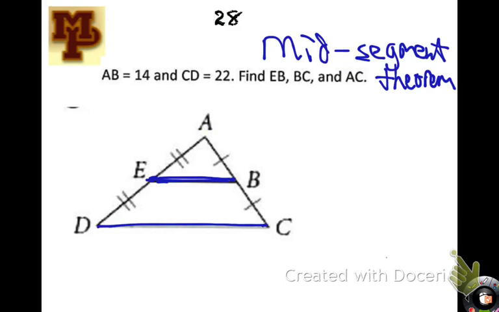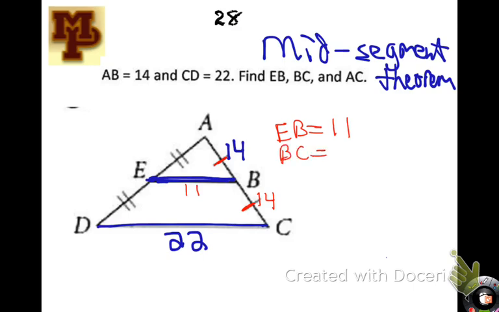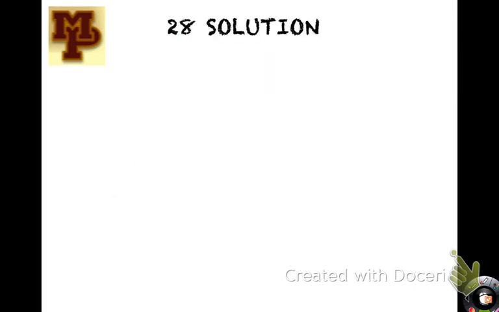So let's see what we have here. We have AB is 14, so that's labeled. And then CD is 22. So we already know then that this is half, so then this is 11. And this one's 14 because they have a little tick mark there. So then we'll just answer the questions. So EB, we said, was 11. And then BC is 14. And then AC is just the combination of those two. So 14 plus 14, so 28. Easy peasy.